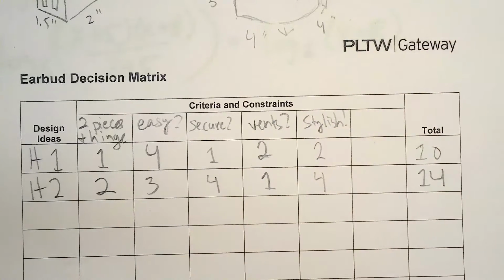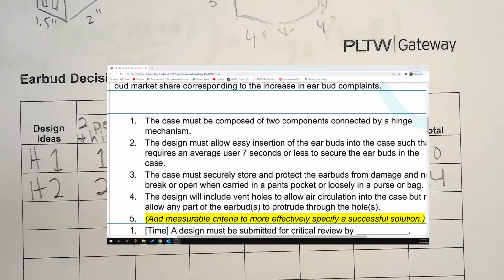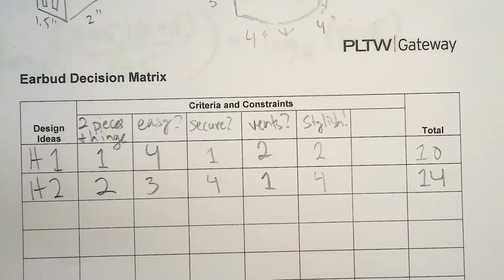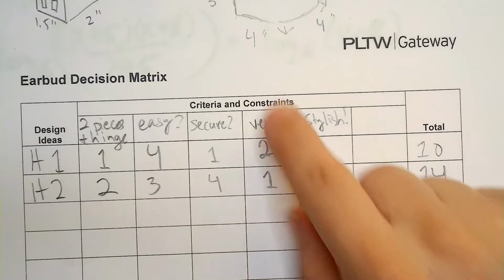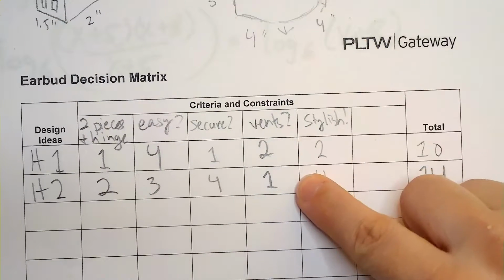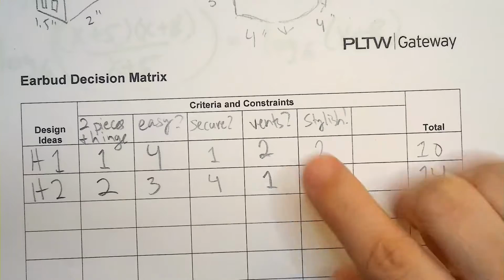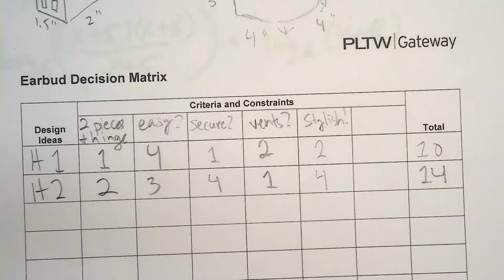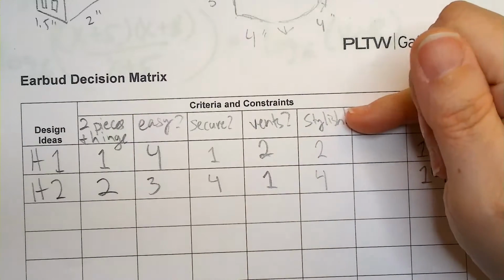The next one was vents. It doesn't have vent holes to allow air to circulate without allowing the earbuds to go through. So my first design had vents, 2 points. My second design, I forgot the vents. Darn it. That's okay though. These are just rough ideas, right? I added my own, stylish.